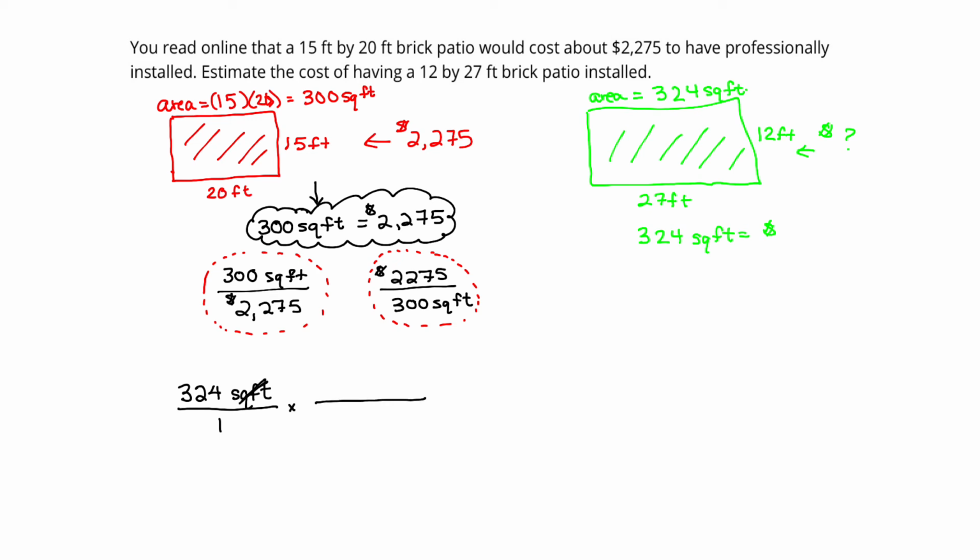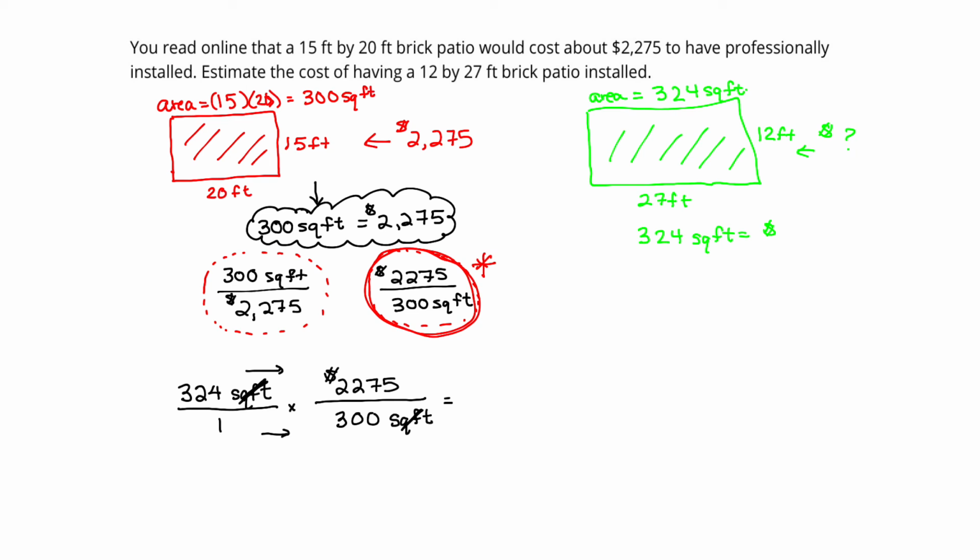If we have square feet in the numerator, then we definitely want to choose a ratio or a unit rate so that square feet is in the denominator and cancels. And that makes this second choice the choice we want. This is the one where square feet is in the denominator. So that means we have 300 square feet in the denominator, $2,275 in the numerator, and now it simply becomes a problem where we multiply across. We have fractions, so we multiply across.